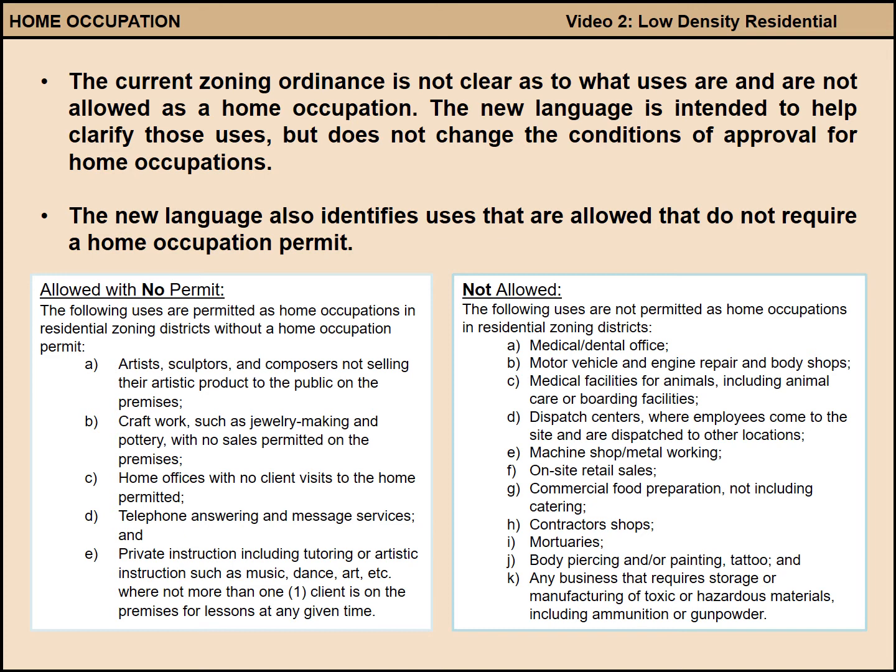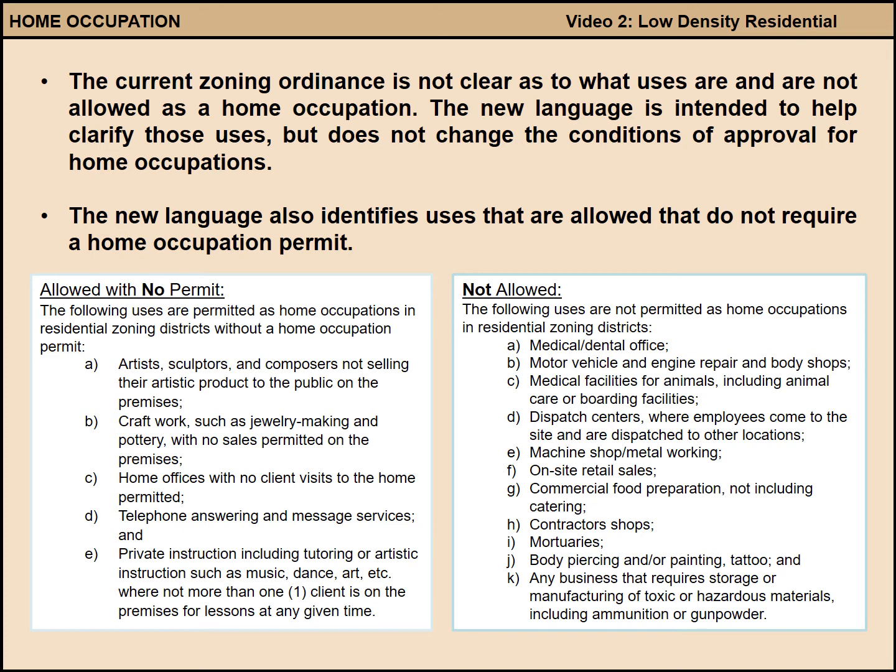We are leaving all of the standards the same. What we are changing is to specifically list home-based business types that are not allowed, which is the list on the right-hand side of the screen, and also introduce a list of uses that we will not consider to be home occupations that will be allowed without a permit. That's the list on the left-hand side of the screen.